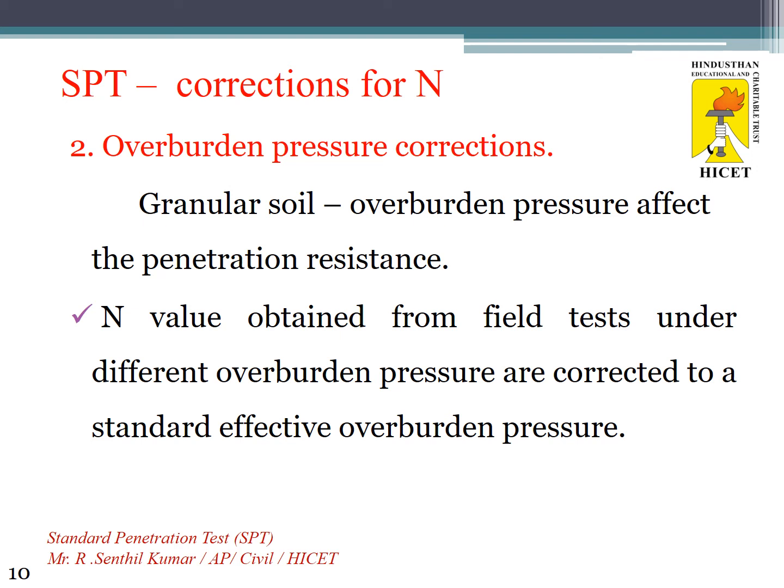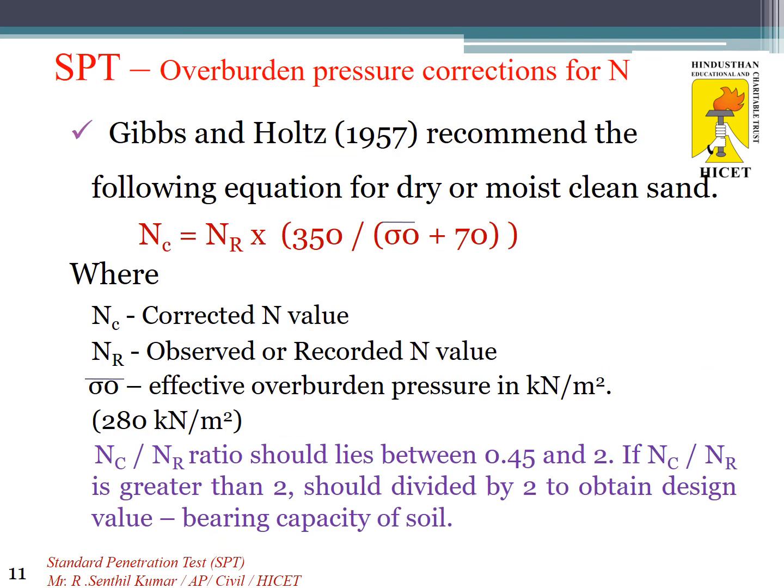In the overburden pressure correction, overburden pressure affects the penetration resistance, and the N value obtained from the field test under different overburden pressures from different soil conditions is corrected to get a standard effective overburden pressure. Gibbs and Holtz in the year 1957 recommended the following equation for dry or moist clean sand. The formula is NC equals NR times 350 divided by (sigma naught bar plus 70), where NC is the corrected N value, NR is the observed or recorded N value from the SPT test, and sigma naught bar is the effective overburden pressure in kilonewton per meter square, up to almost 280 kilonewton per meter square.